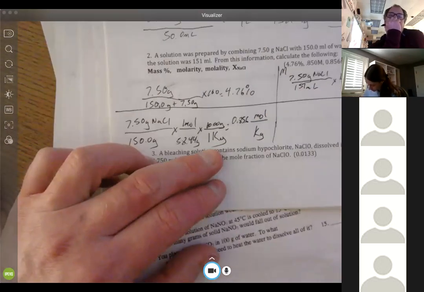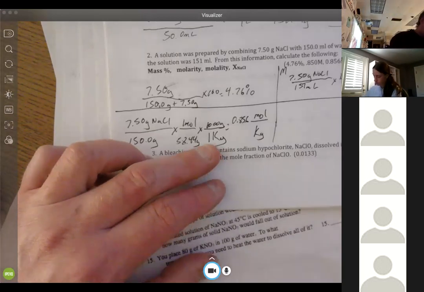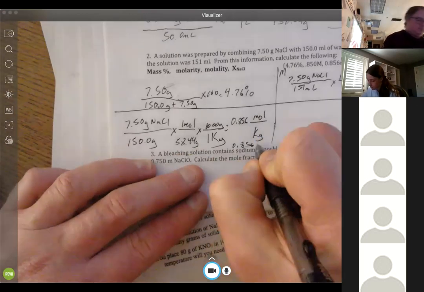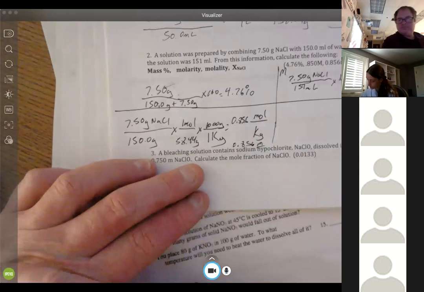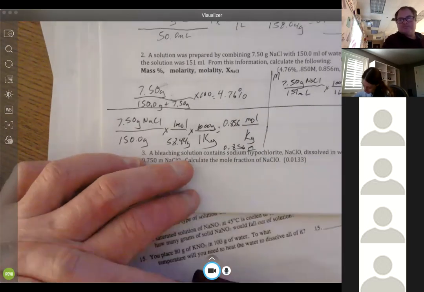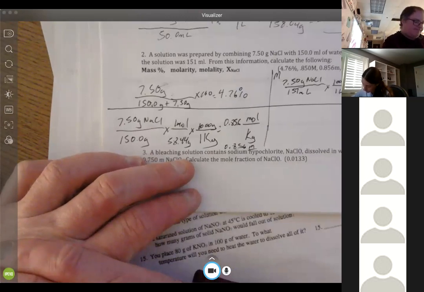Do we express molality as like a lowercase m? Yep, you could also do that with 0.0856 lowercase m. Questions there?